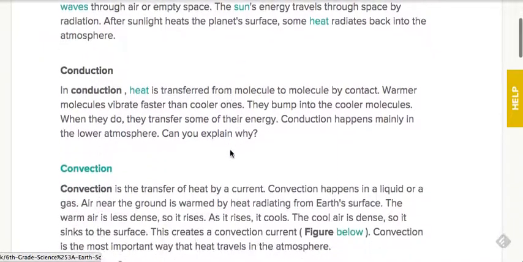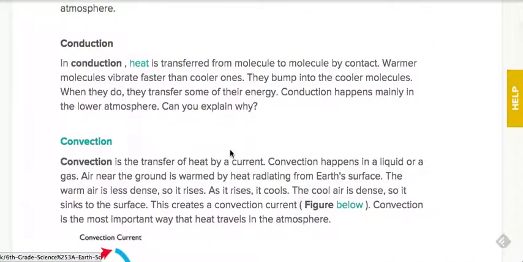Conduction. In conduction, heat is transferred from molecule to molecule by contact. Warmer molecules vibrate faster than cooler ones. They bump into the cooler molecules. When they do, they transfer some of their energy. Conduction happens mainly in the lower atmosphere.